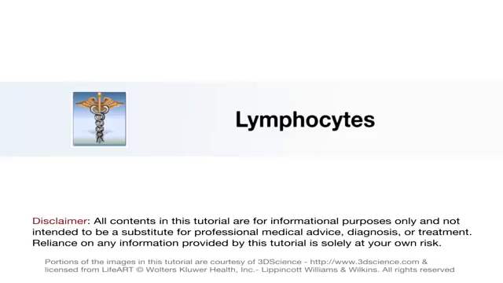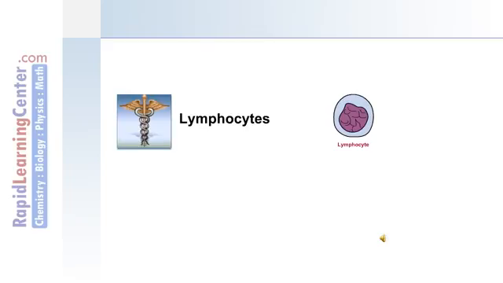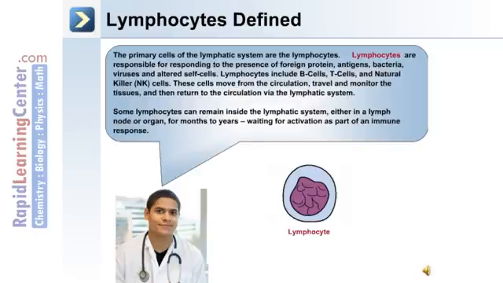Now let's move on to discuss the major cell type of the lymphatic system, lymphocytes, including the formation of lymphocytes and the lymphocytes themselves: B cells, T cells, and the natural killer cells. The primary cells of the lymphatic system are the lymphocytes. These cells are responsible for responding to the presence of foreign proteins, antigens, bacteria, viruses, and altered or infected cells. Lymphocytes include B cells, T cells, and natural killer or NK cells.